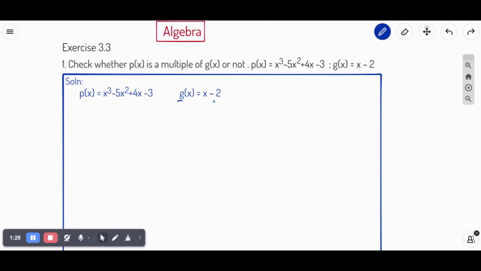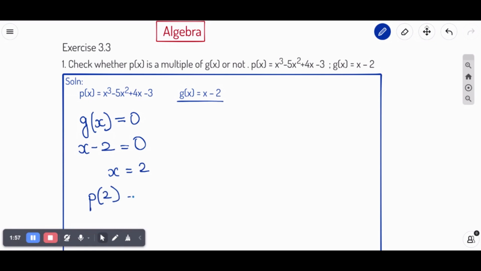Okay, so let us start our solution. So what we have got is g of x, and g of x should exactly divide this p of x. So first of all, let us take this g of x and equate it to 0. So g of x means x minus 2 is equal to 0. Now again, you have to get the value of x. x is equal to 2. So as per the remainder theorem, if p of 2 is equal to 0, then you can decide p of x is a multiple of g of x. Let's check whether you are getting this situation.